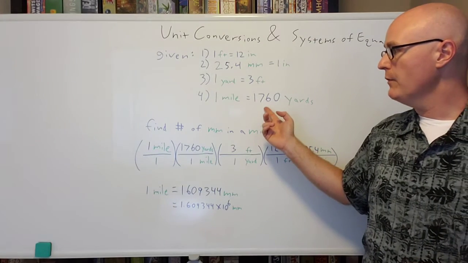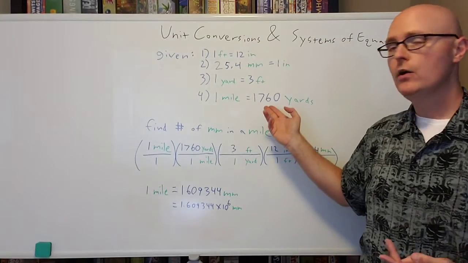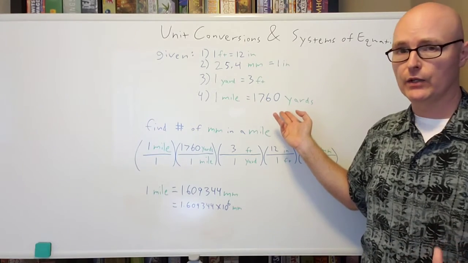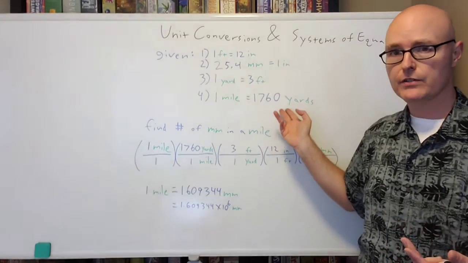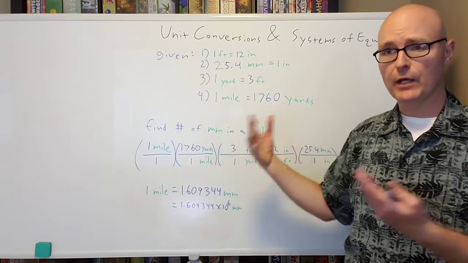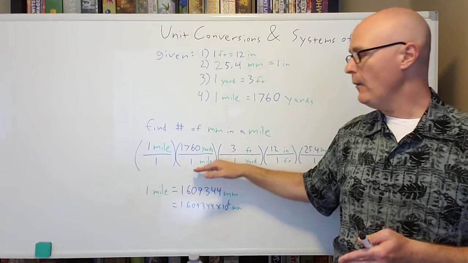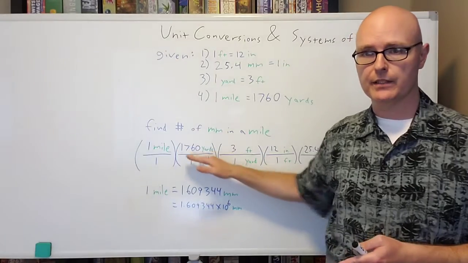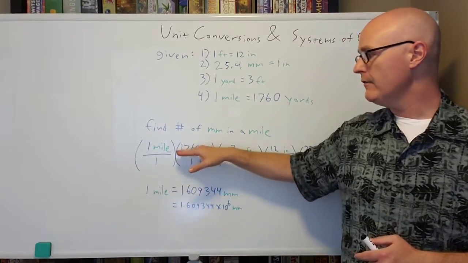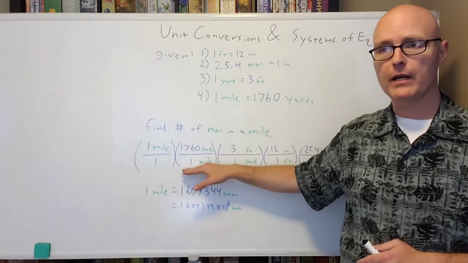This is true, therefore I can take a ratio of 1 mile divided by 1,760 yards, that's equal to 1. I could also say that 1,760 yards divided by 1 mile is equal to 1. What's helpful here though is I need to have the miles in the denominator. That way I can cancel out these miles here. So the equation that helps us the best here is that I have 1,760 yards divided by 1 mile is equal to 1.